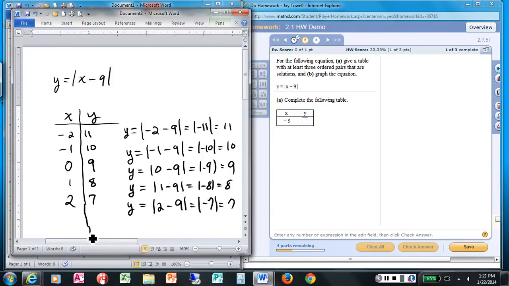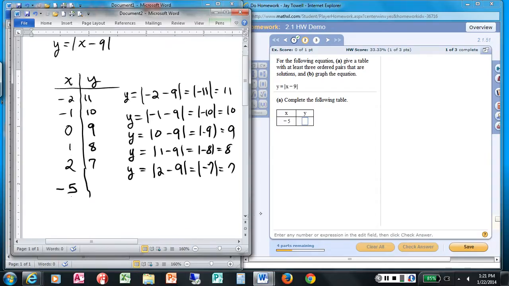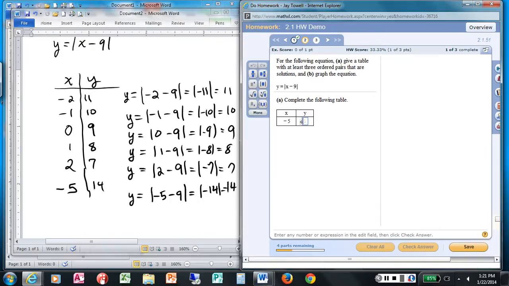Now, what I'm noticing on my MyMathLab homework is it also wants me to compute -5, so let's do that. Y equals the absolute value of -5 minus 9. That's the absolute value of -14, which is +14. Let's enter that and see what else they want.